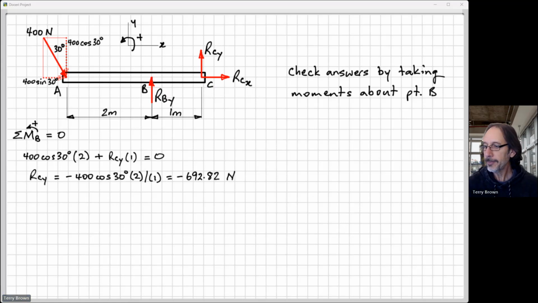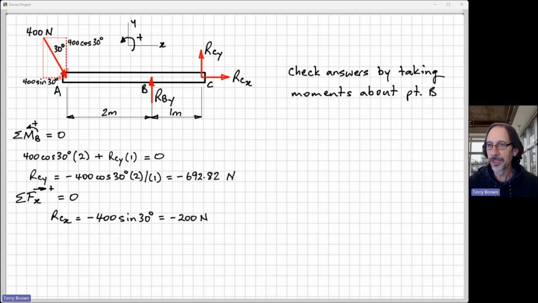Now some of the forces in the X direction. This is going to be the same as we did before. Can't really change that very much. Now instead of using a second force equation, I'm going to use a second moment equation. This time I'm going to take moments about point A and solve for, what haven't we solved for yet? RBY. So let's write our equations of equilibrium.